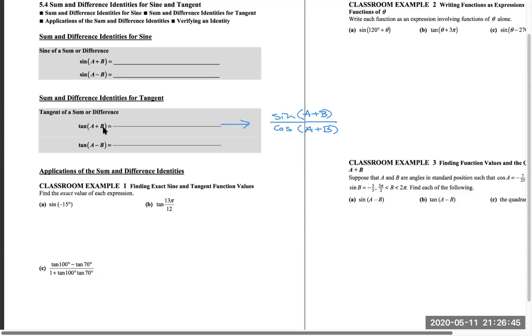So tangent A plus B is the same thing as sine A plus B over cosine A plus B. And similarly, tangent A minus B, that's going to be sine A minus B over cosine A minus B. Let me fill it in just for good measure, and if it helps you can use it. Tangent A, tangent B, 1 tan A, tan B, so plus and a minus here.